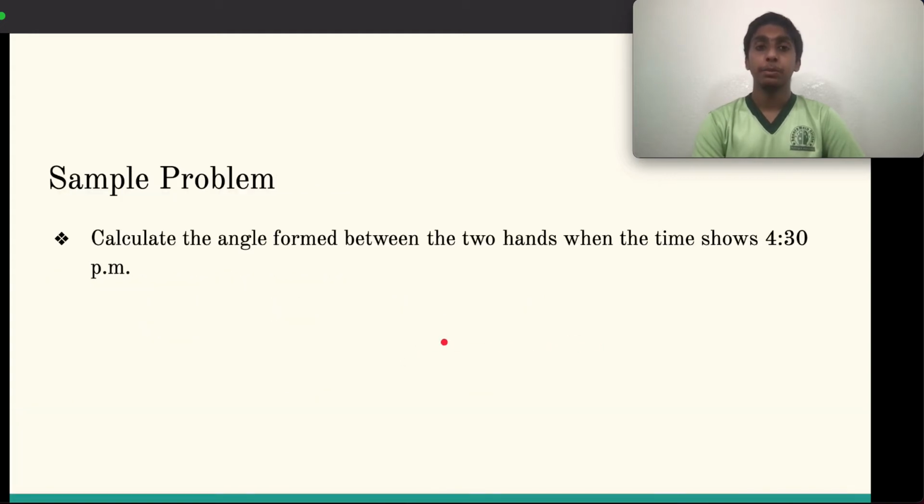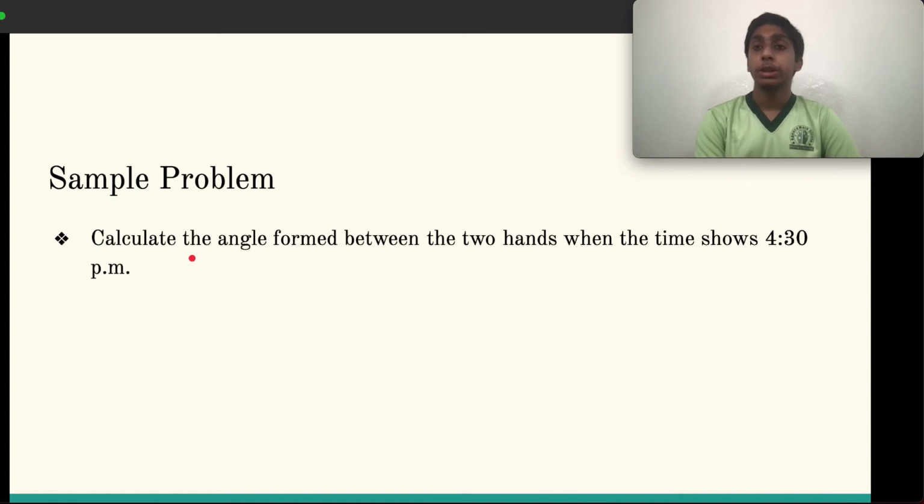Here's a sample problem. So again, clock problems aren't too big of a deal. They're just simple formulas that you need to know so you can quickly calculate any of these problems asking for the angle between the two hands at a specific time. Okay, so calculate the angle formed between two hands when the time shows 4:30 p.m. Okay, so this one, it should be fairly simple if you use the formulas.